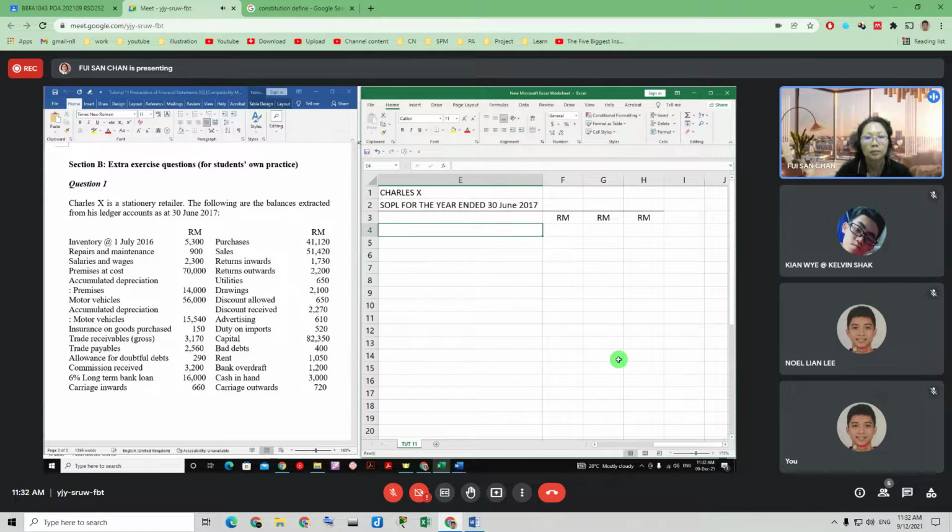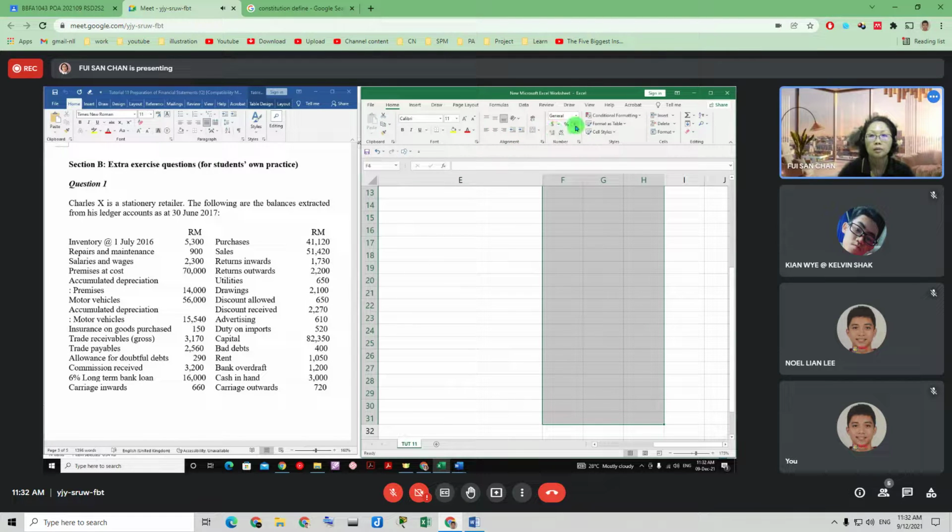So what is your first item in SOPL? The first item in SOPL, what do you put? Come, hurry up. Sales, yes. Now, please memorize your format. The best thing is if you are able to memorize, it's better and faster. So this format you have to memorize already. So sales. You know where your sales is, right? I can see the number, so I'll just put it there.